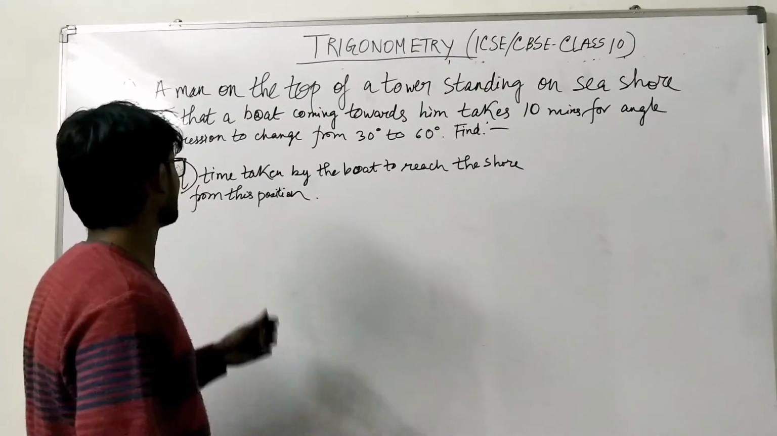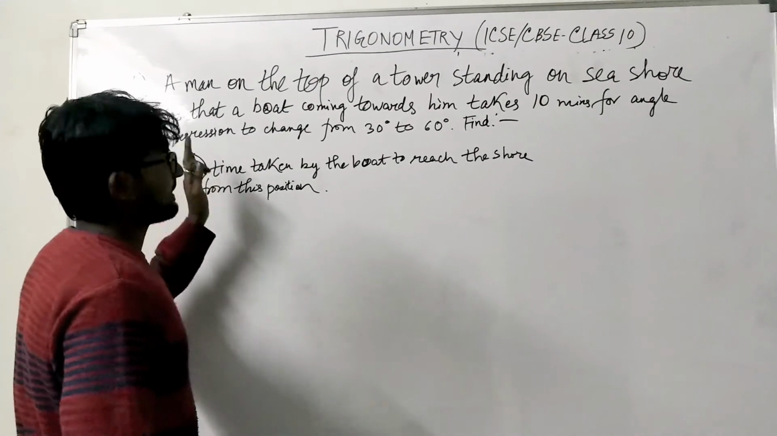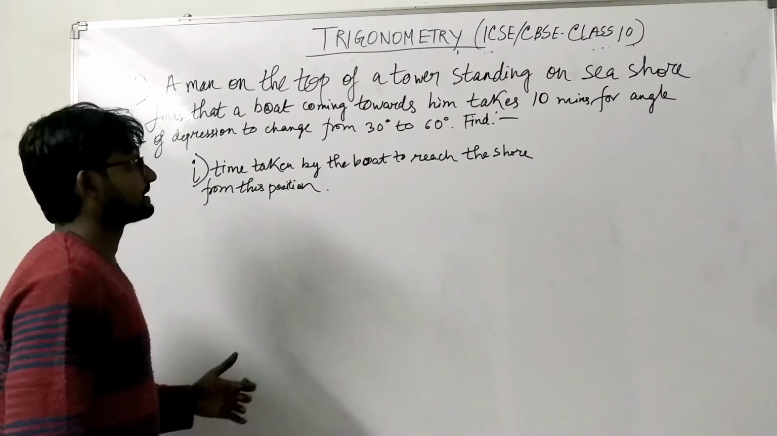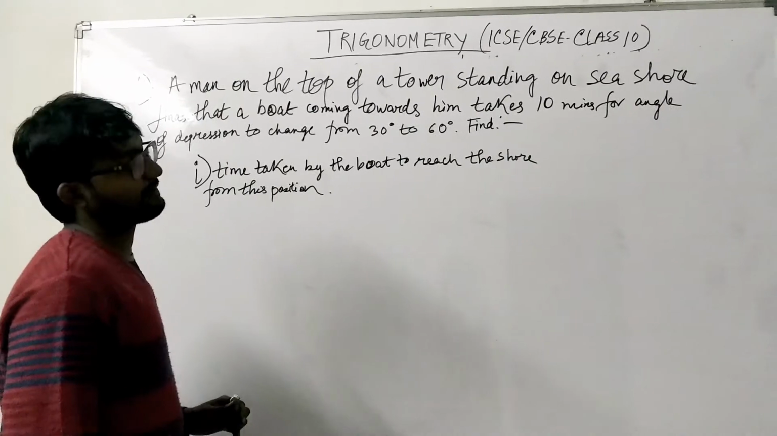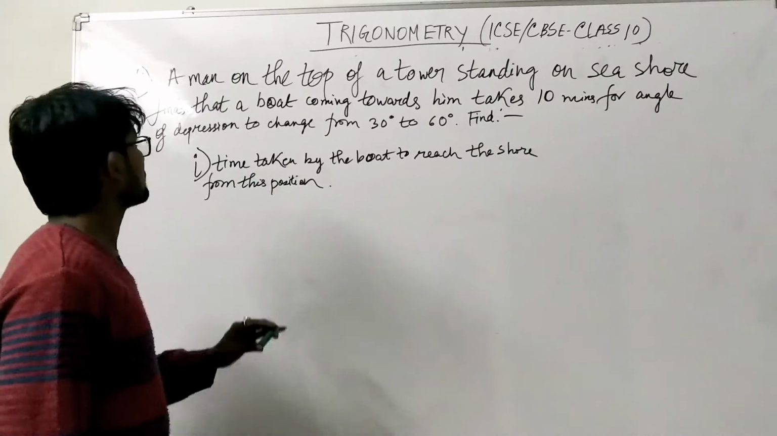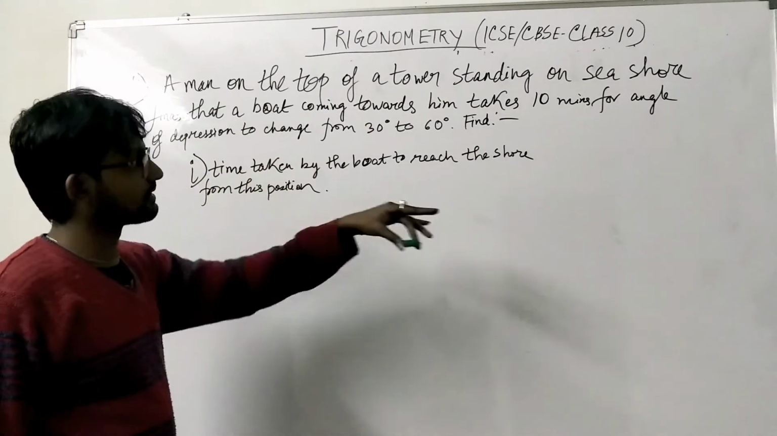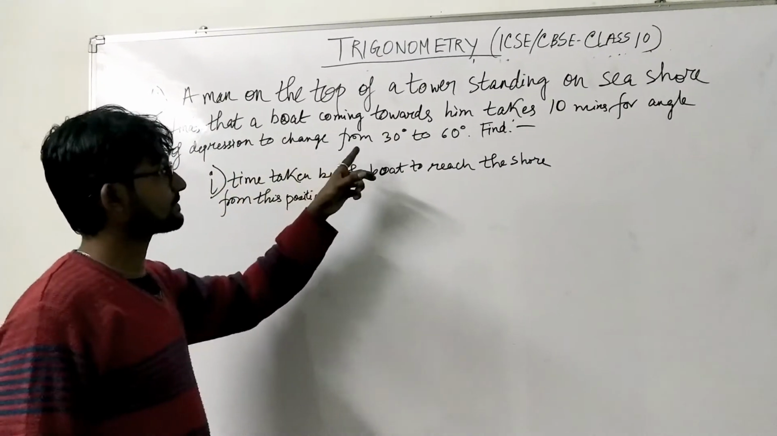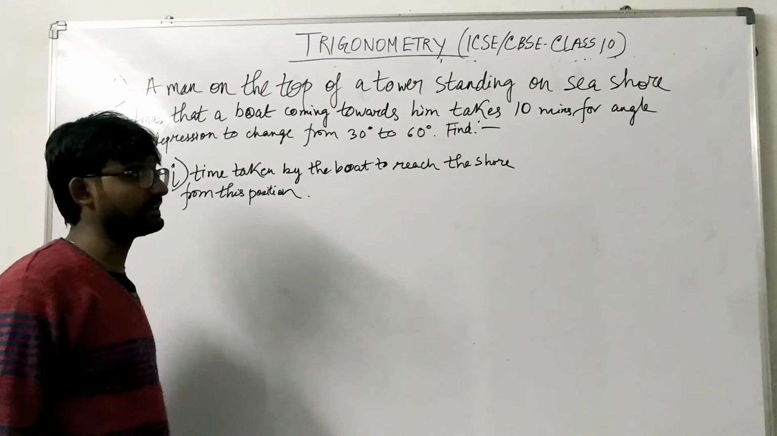So guys, this is the fourth sum. An important sum. I will not tell the answer, you guys solve it, okay? A man on the top of a tower, standing on a seashore, finds that a boat coming towards him takes 10 minutes for the angle of depression to change from 30 degrees to 60 degrees.